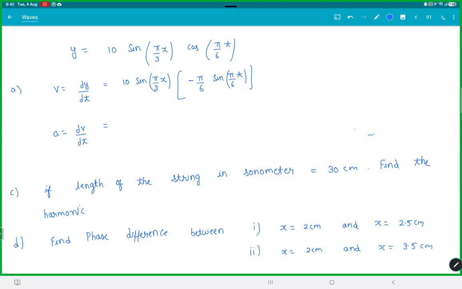So again, when you differentiate, the sine will differentiate. This will be 10 sin(πx/3). This will become minus π² by 6² cos(πt/6). Then you just differentiate. Now put x is equal to 2 and t is equal to 2 and you'll get your answer. So substitute x is equal to 2 and t is equal to 2, then you'll get the velocity and you'll get the acceleration. So yeah, you can handle this.